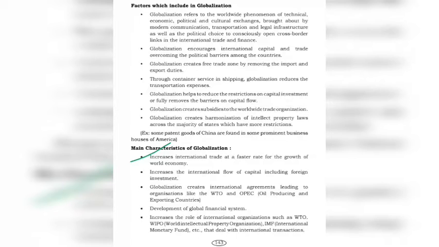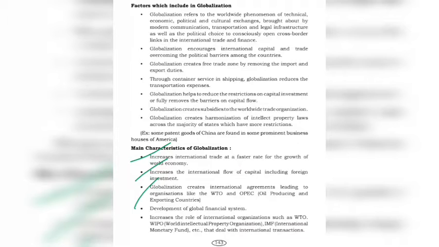It increases the international flow of capital, including the foreign investment, as I have explained how it has helped us in getting the foreign investment. Removing the restrictions, easing the restrictions has helped the foreign individuals to invest in the different sectors in India. Then globalization creates international agreements leading to organizations like WTO and OPEC, that is oil producing and exporting countries.